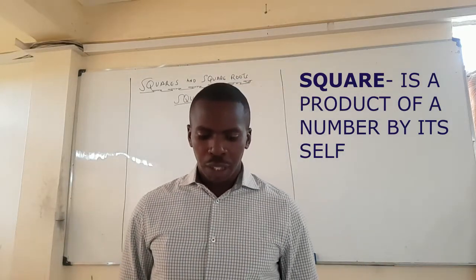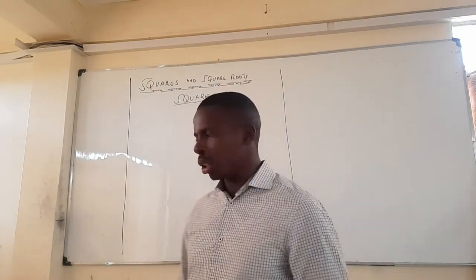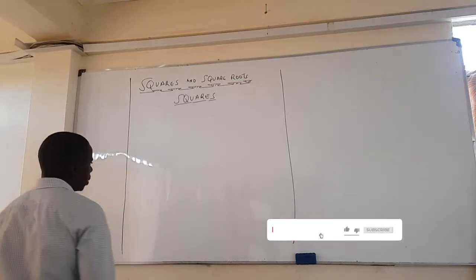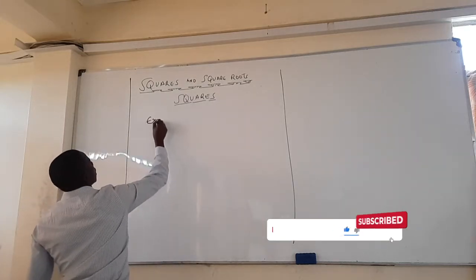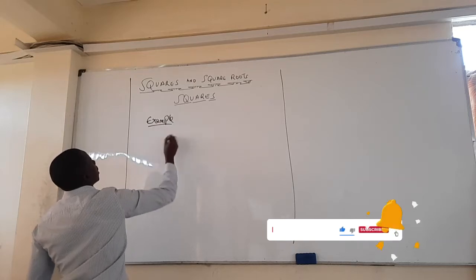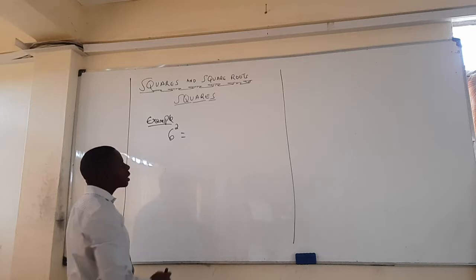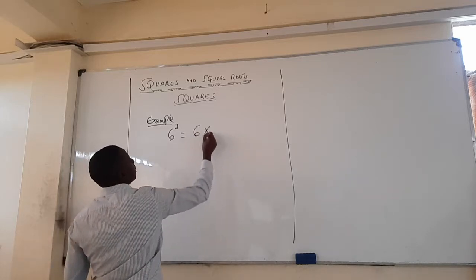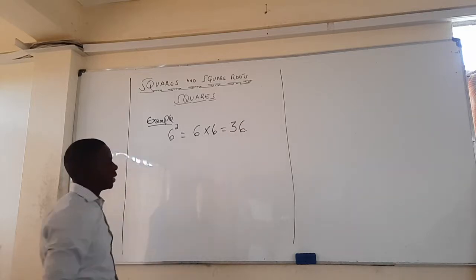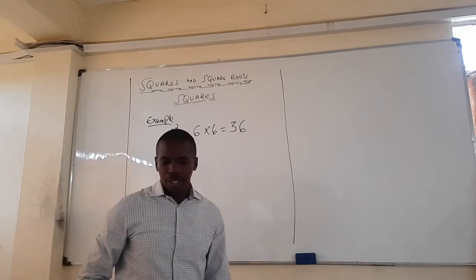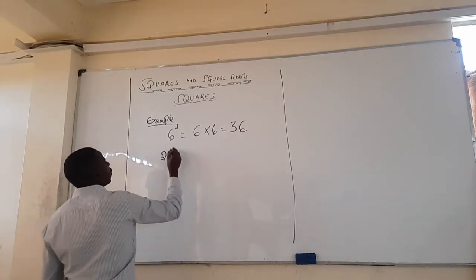You can have some examples here to demonstrate this. Talk about the square of a number like 6 squared. The square of 6 is going to be 6 times 6, which gives us 36. We can have another example, the square of 2.5.